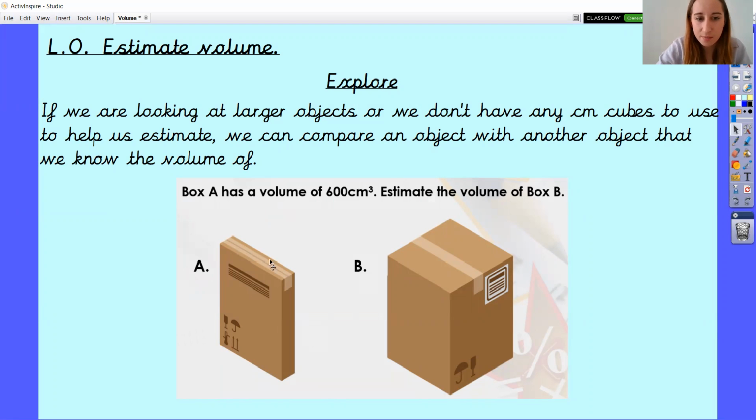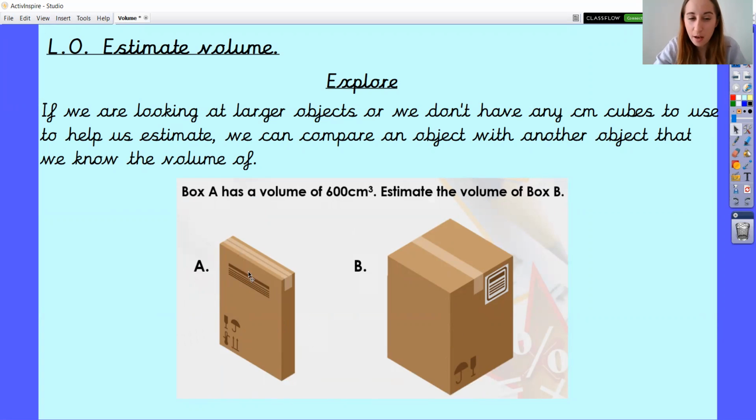So here's box A, and I know that box A has got a volume of 600 centimetres cubed, okay? I don't know the volume of box B, but I can use what I know about box A and its volume to help me with finding the volume of box B. So I can see here, box A looks like it's roughly the same height as box B. It looks like it's roughly the same depth as well, but the difference is just the width, okay? Box B is much wider.